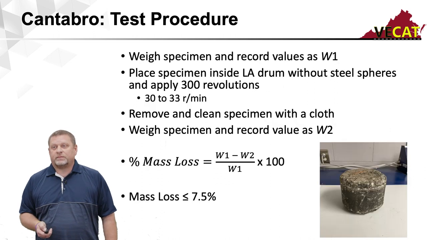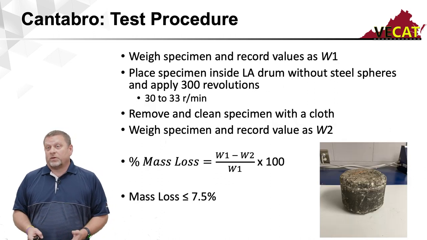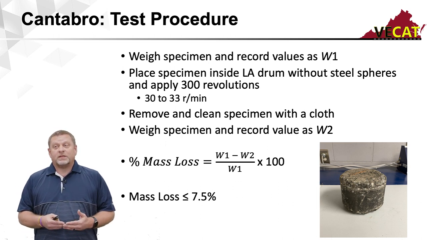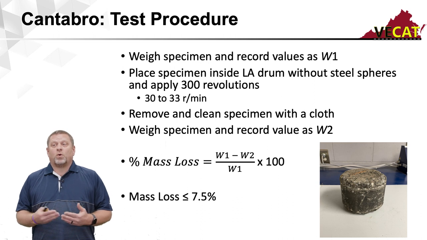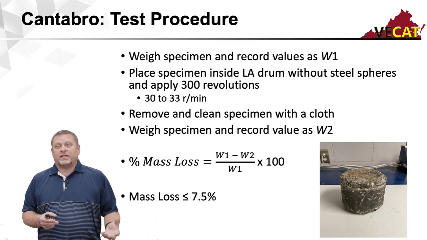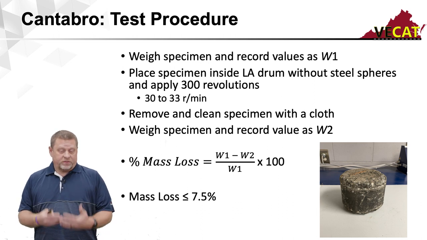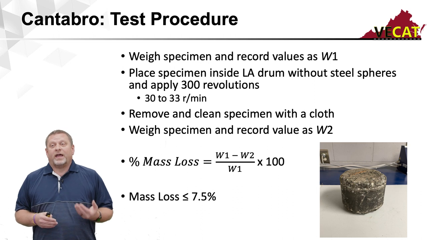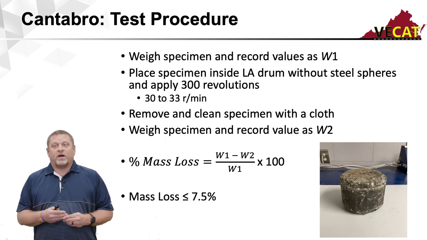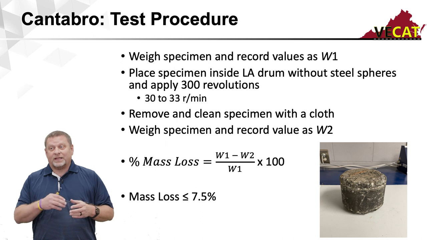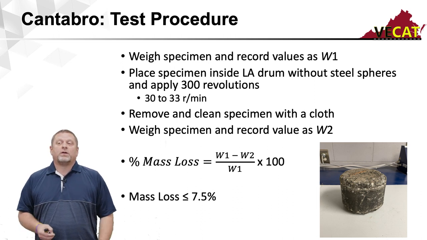When it comes to running the Cantabro test, we are going to first weigh the specimen. All right, the first specimen is weighed. We record that weight. Then we place this specimen in the LA drum without any steel spheres. So the only thing in this drum is the specimen itself, and it rotates for 300 revolutions. At the end of that time, we take the specimen out. We're going to clean it off lightly with a cloth. We're not going to scrub it. Once we've done that, we're going to weigh it again.